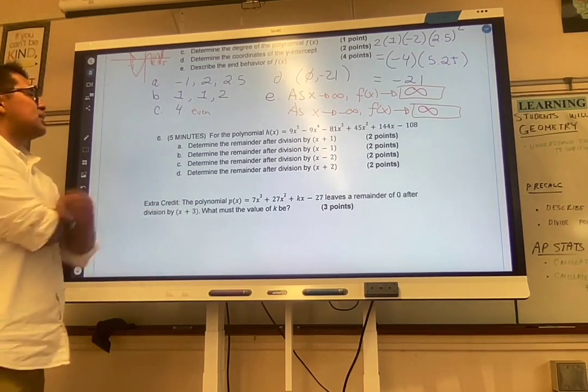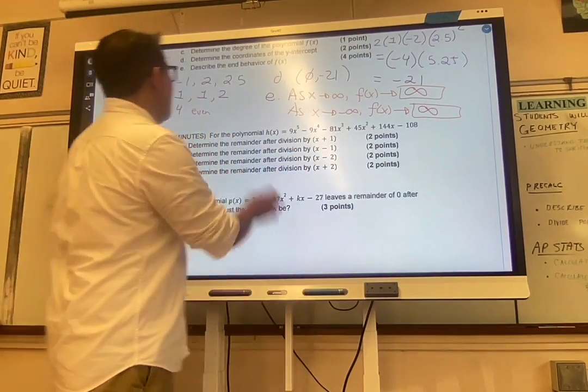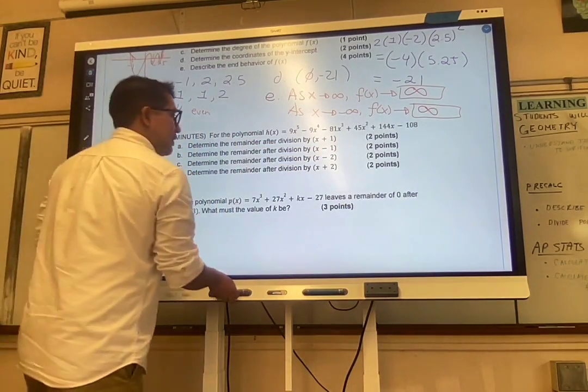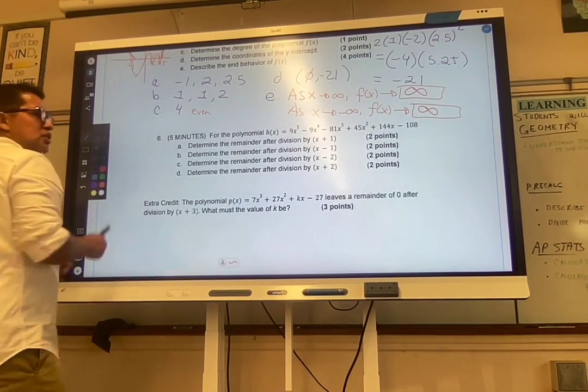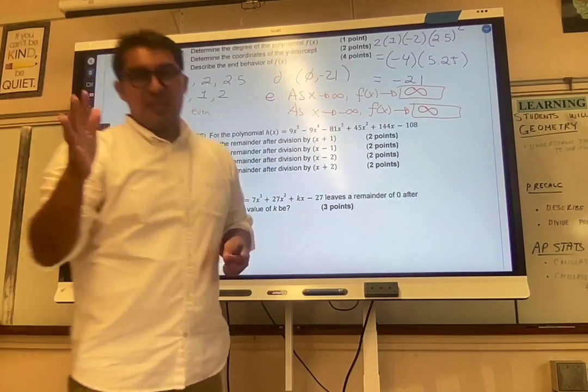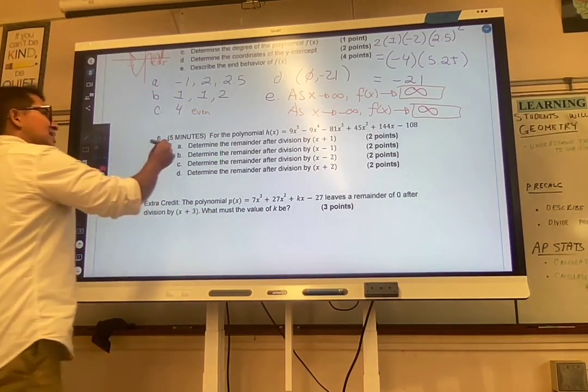Okay, last question. For the polynomial h of x, which is this monster here, oh my gosh, determine the remainder after division by x plus 1. So how do I do these again? What I don't want you doing is taking these factors and doing long division. If you want to do it, you're a bit of a masochist, you like pain, but let's do it the way that I taught you guys how to do in class.